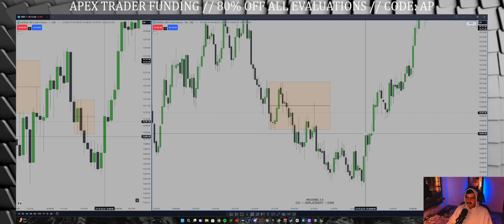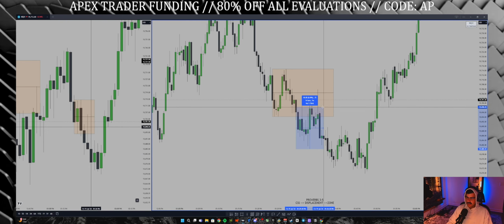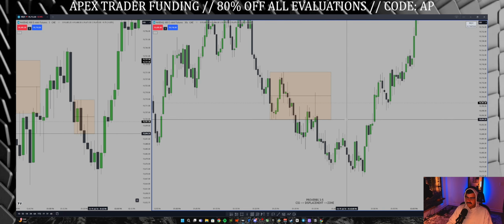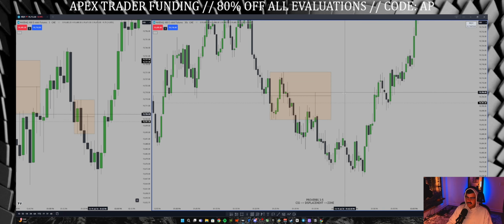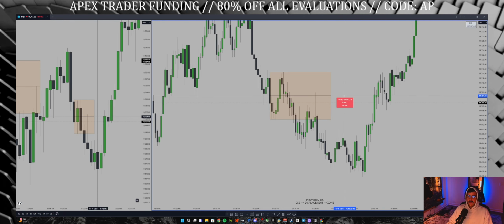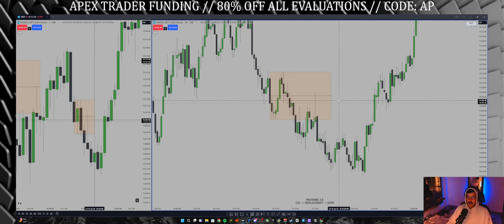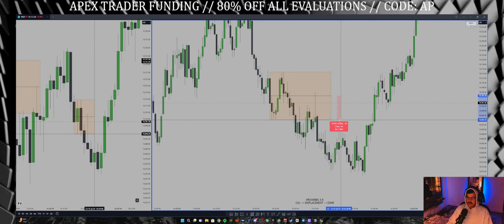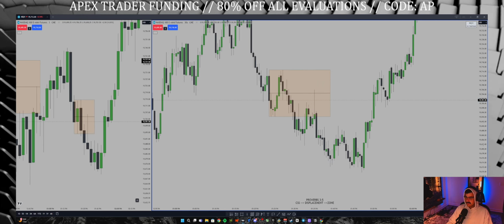We get decent displacement out of the range. We see a form of micro accumulation, right? And we see a very nice manipulation up to the 50% of this zone, this area that is confirmed on the 3-minute, right? And we're sending it down to where? Zone low. This delivers another beautiful 10.25 points.